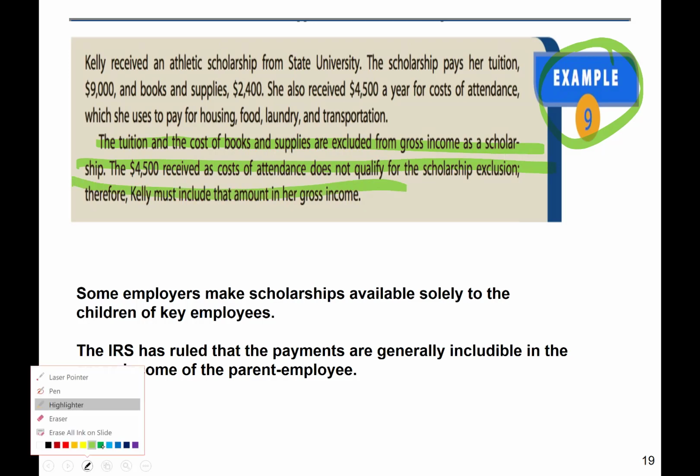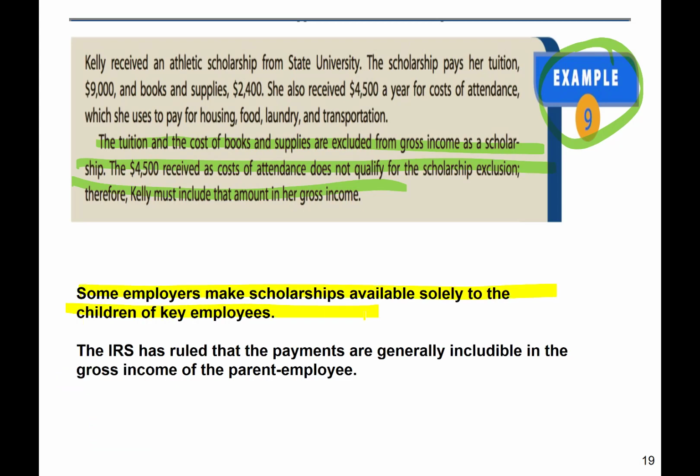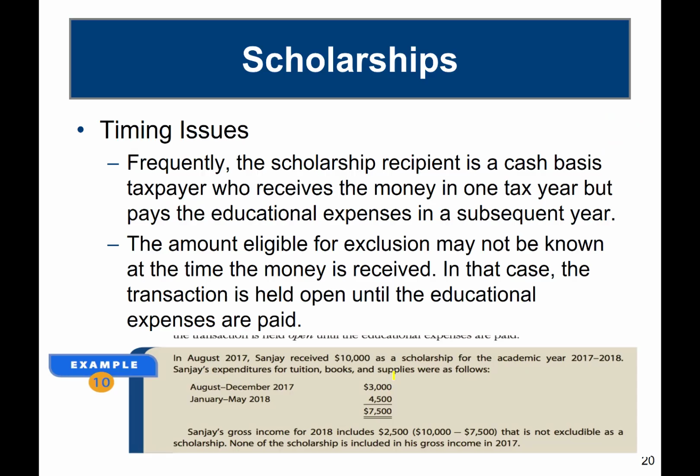If they offer these scholarship opportunities for just key employees, then it's going to be included in the parent employee's income. So they can't just say it's just for the president of the university or something. They'd have to offer it to all the employees. Okay. All right. Scholarships, timing issues.